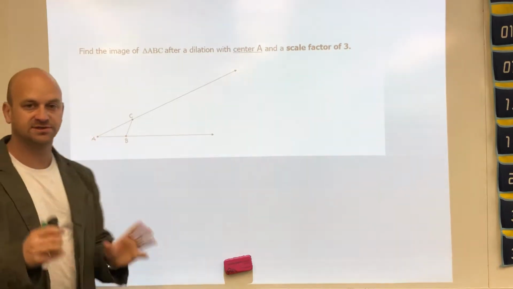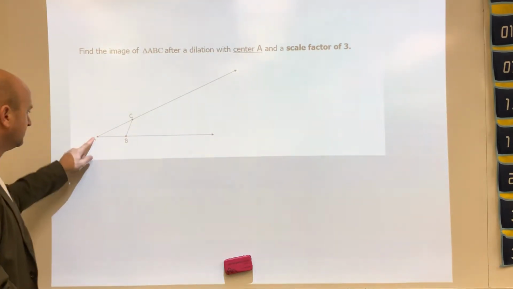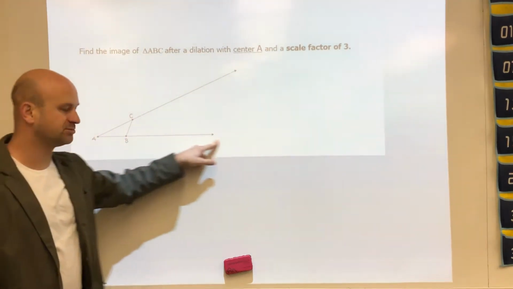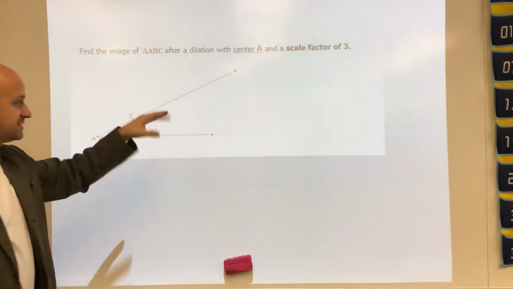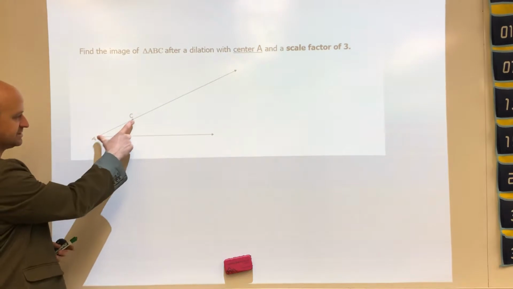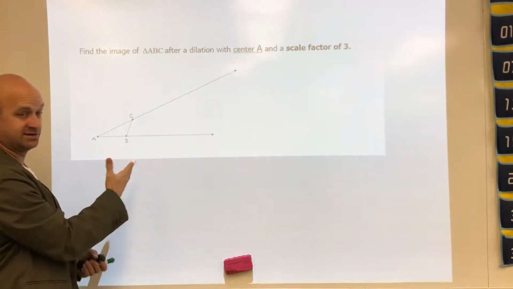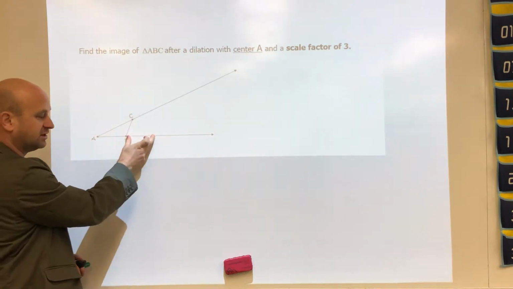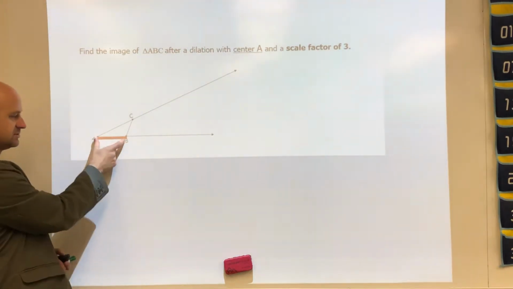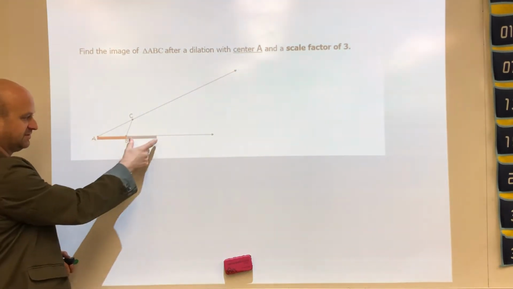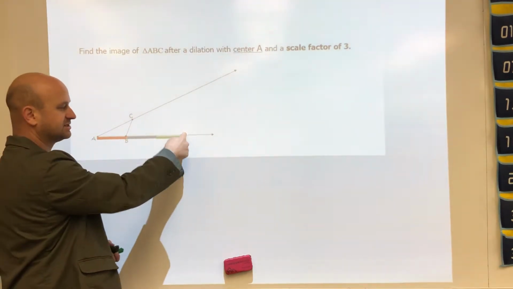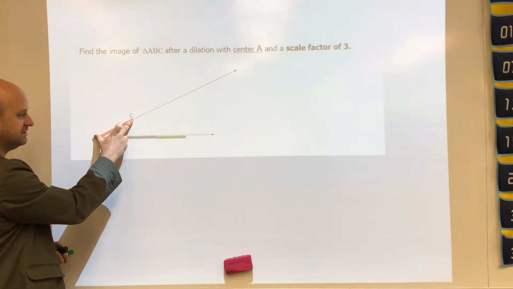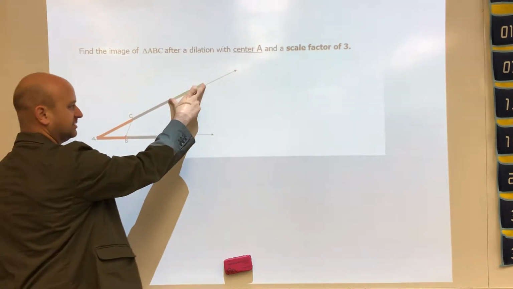So the center doesn't move, right? The center doesn't move. So what we want to do is draw a line and extend out from that center point all the way out. Now the scale factor is 3, so what that means is that this length of AC, which they don't tell us, and this length AB, we're going to need 3 of them to do it. So in this case, here's AB, and if I were to copy it 3 times, this is where the point would be for a scale factor of 3. For AC, we would do that 3 times as well.